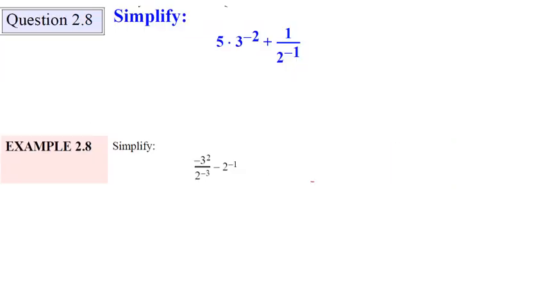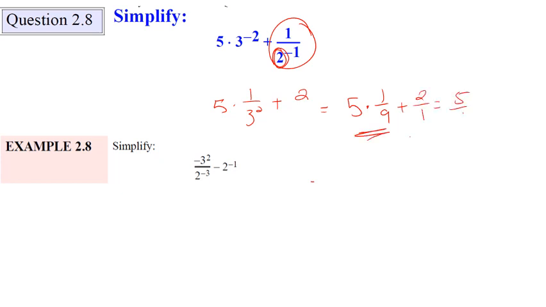Okay, next example, this is going to be 5 times 1 over 3 squared. This one is actually going to be 2, just 2. For this one right here, because the base is in the denominator, the reciprocal would go to the numerator, so that's going to be 2. And now we have 5 times 1/9 plus 2 over 1. 5 times 1/9 is 5 over 9 plus 2 over 1. Then I'm going to find my common denominator, which is 9, and that's going to be 23 over 9.